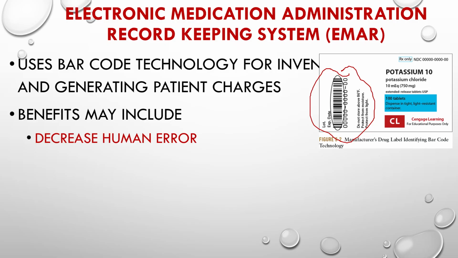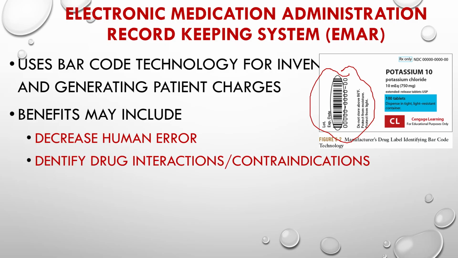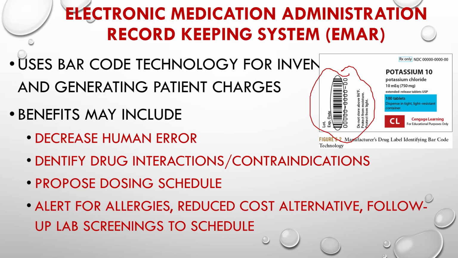So the benefits, again, it decreases human error, so we're not typing things in, it's automated. It helps to identify the drug interactions and contraindications. So again, because it's going directly into a patient's chart, that chart knows what medication they're already taking, so it can help identify any issues. It can also propose a dosing schedule, so how often should they be getting it, just to double check with what the prescription may be.